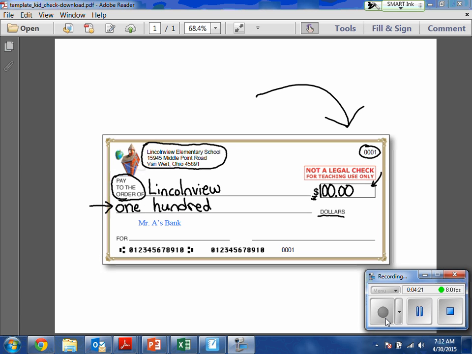Take a look right here. This is saying how many cents we have. Well, we have no cents. So I'm going to go ahead and put the word "and," and since I have no cents, I'm going to put the word "no" over 100, and then I'm going to go ahead and draw a line right at the dollars.